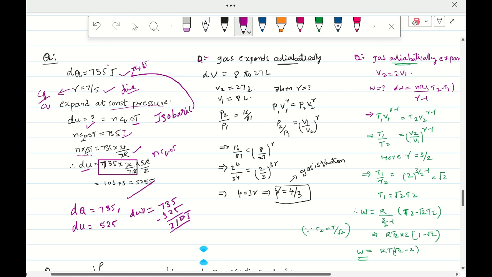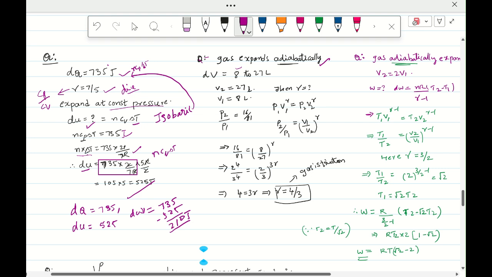The next question: a gas expands adiabatically, and the volume changes from 8 liters to 27 liters. If needed you can convert liters into meter cube, otherwise no need. Since adiabatic is given, immediately we have to get the relation between PV power gamma or TV power gamma minus 1. Those three formulas you have to remember.